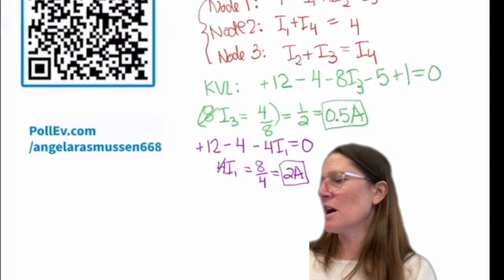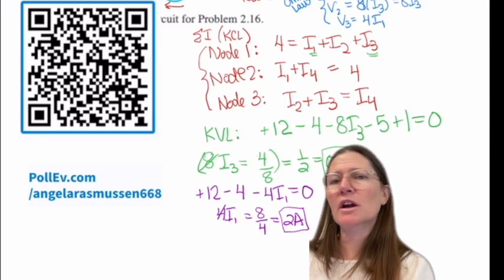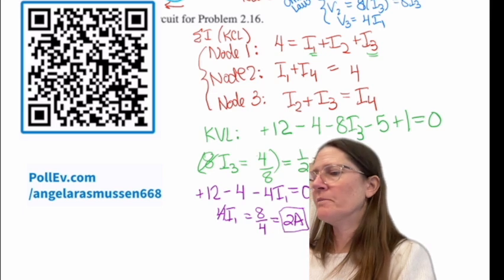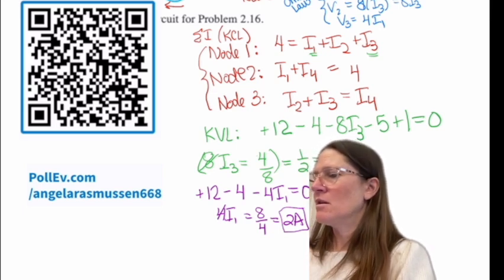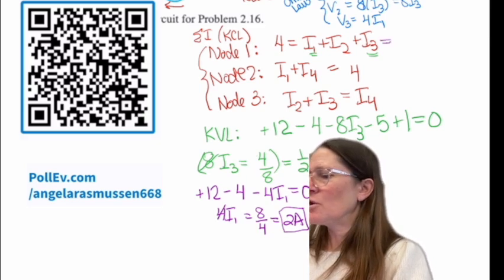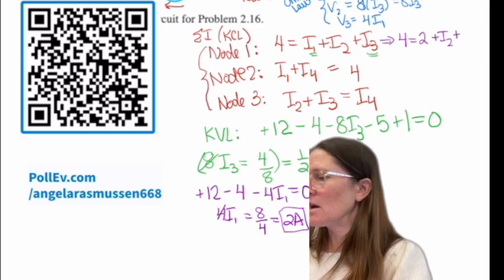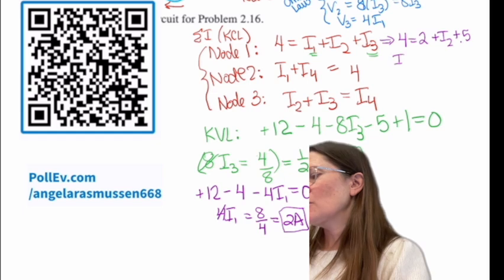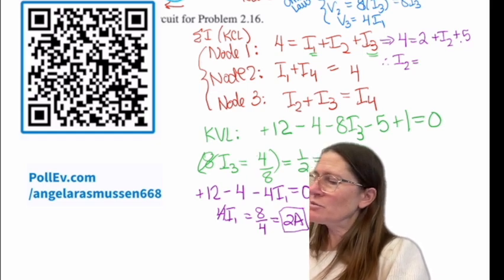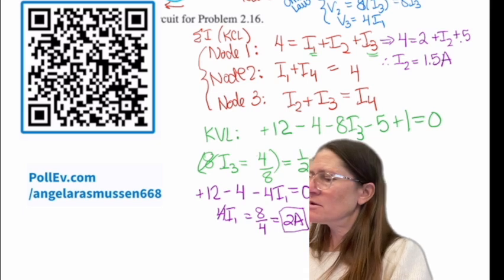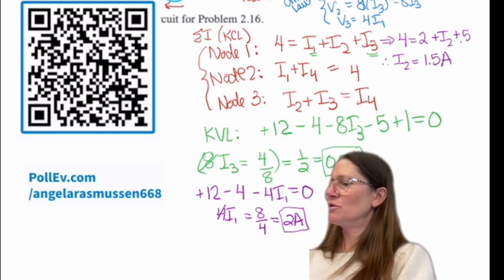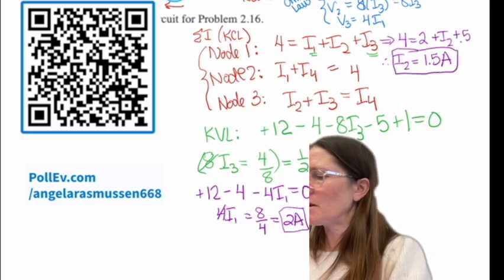And I see having I3 and I1, this equation will give me I1 and I3, then this one will have just one unknown. So I could substitute in, so 4 is equal to, I1 was 2, I2 is unknown, and then a 0.5. So therefore, I2 is going to equal minus 1.5 amps. 4 minus 2 is 2, minus 0.5, okay, plus 1.5.